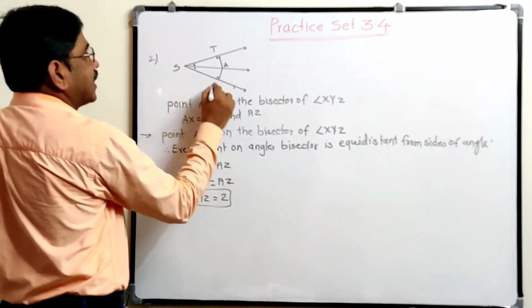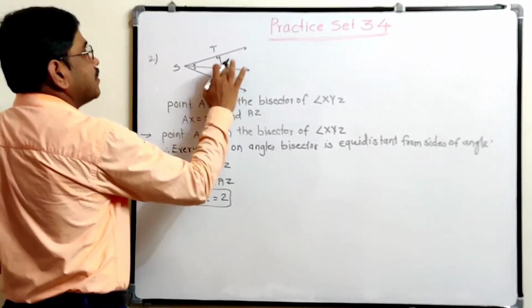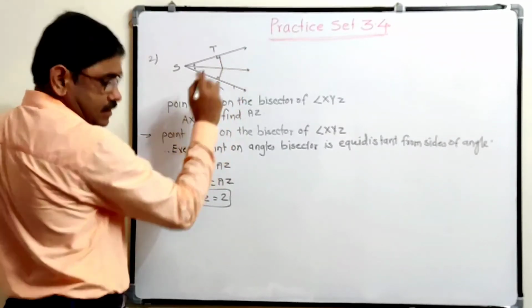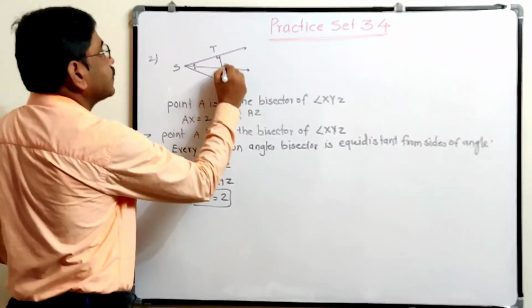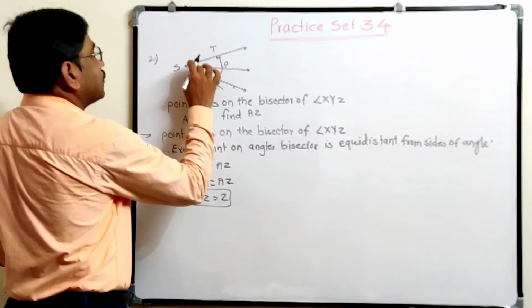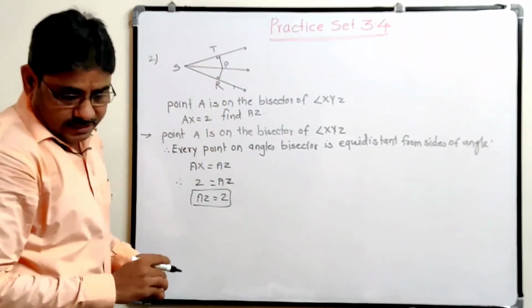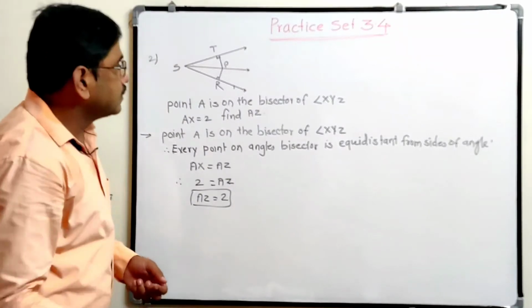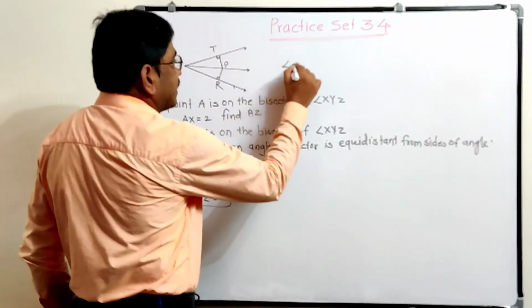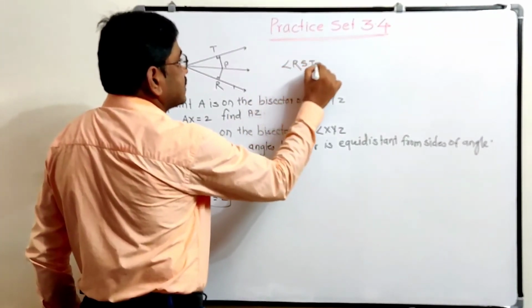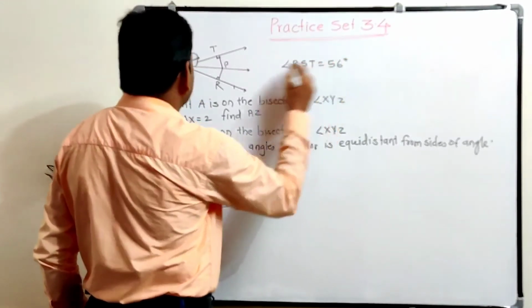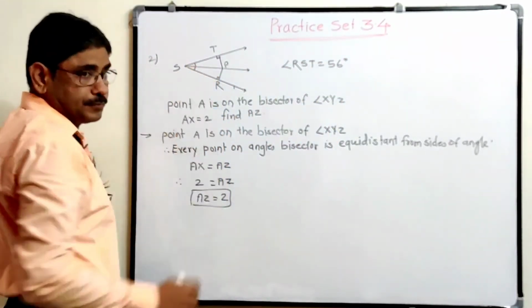TSR. I am not writing the proof of that one. I am explaining only. And here this is P. Now angle TSR or RST, this is given 56 degree. Angle RST is equal to 56 degree. This total angle is 56 degree.